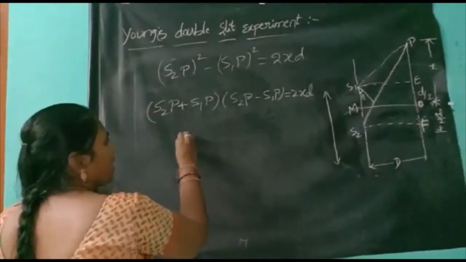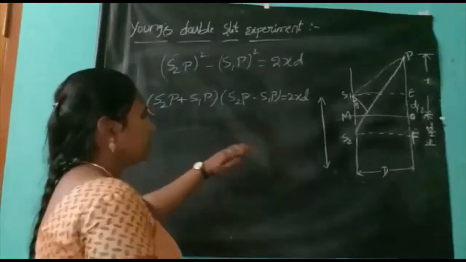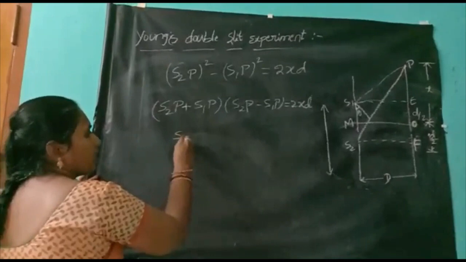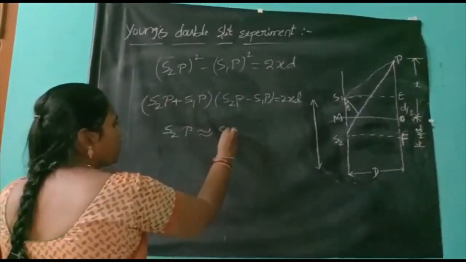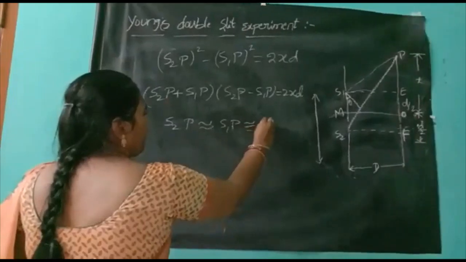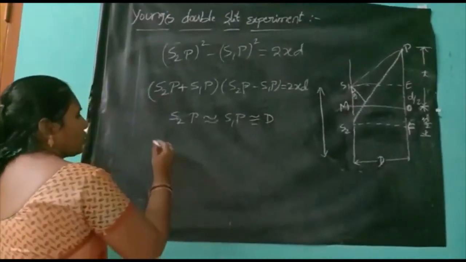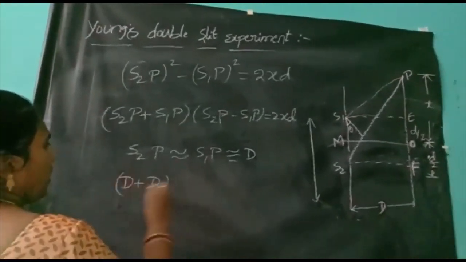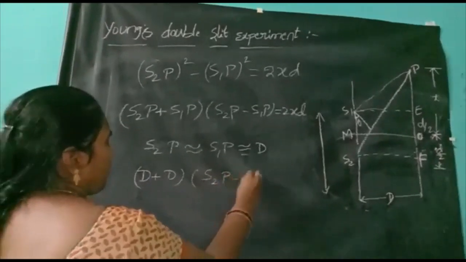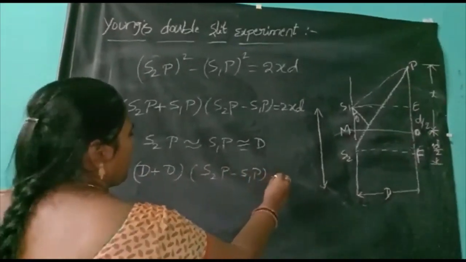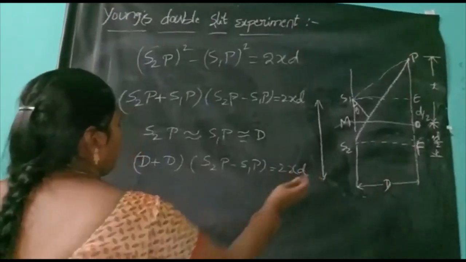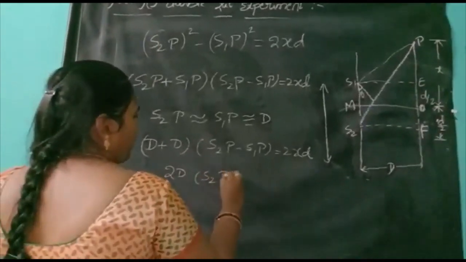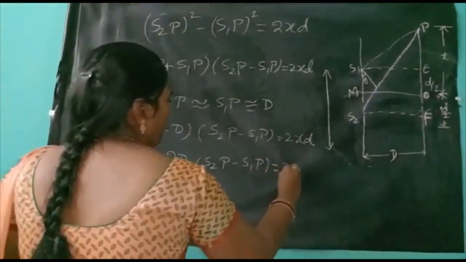Now, S2P is, let us assume, S2P similar to S1P is equal to distance D. Now substitute this equation. S2P is capital D plus small d, S1P is capital D into S2P minus S1P is equal to 2XD. D plus D is 2D. S2P minus S1P is equal to 2XD.